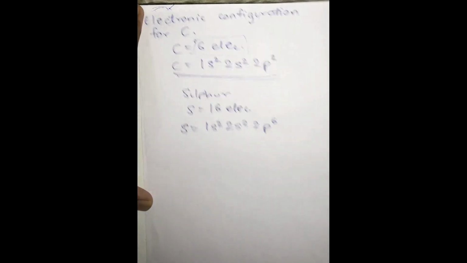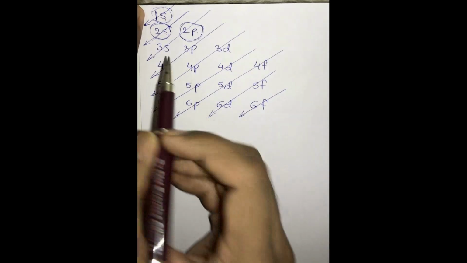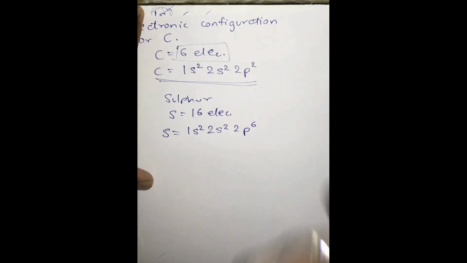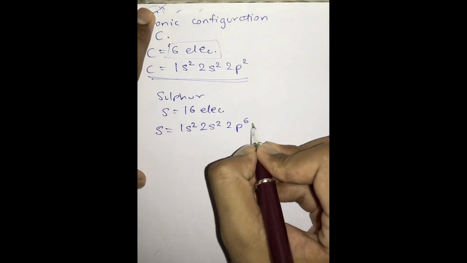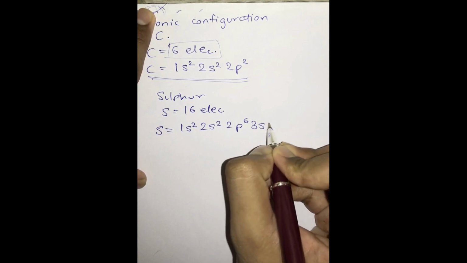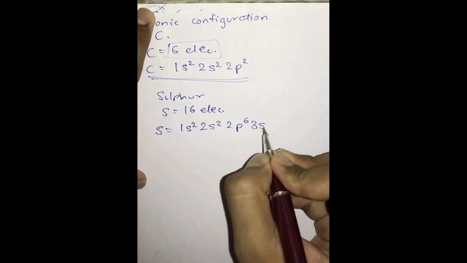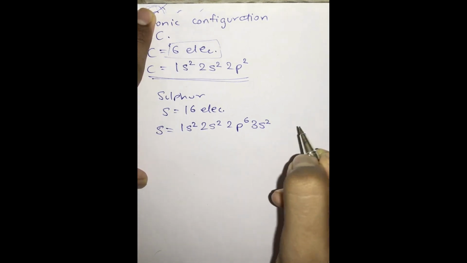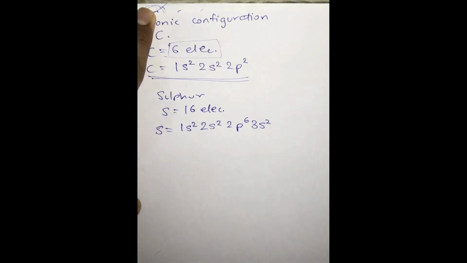So where will these 6 electrons go? After 2p comes 3s. Am I right? So after 2p, the remaining 6 electrons will be present in the 3s subshell. And as we all know, s can take only 2 electrons. So out of 6 electrons, it can accommodate only 2 electrons. Still 4 are remaining. Am I right?